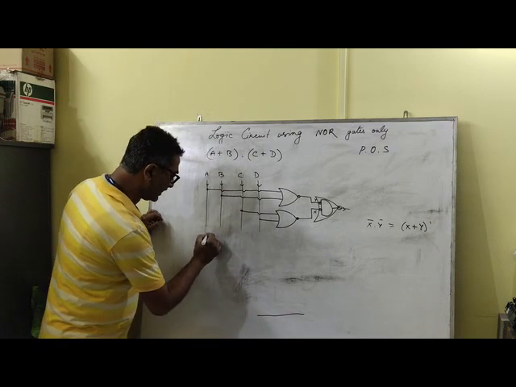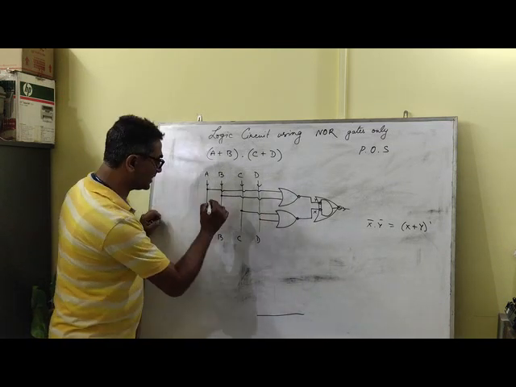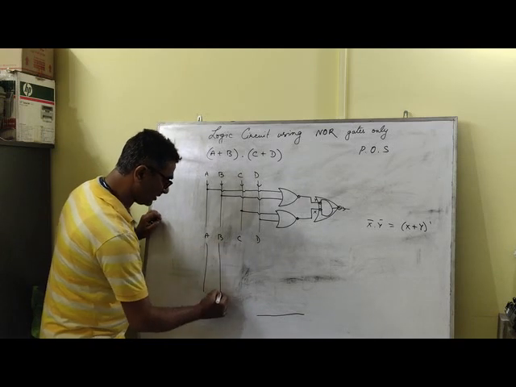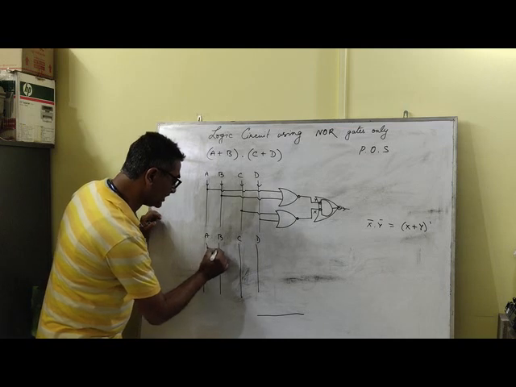I can show you once again the same thing, but this time without making the intermediate steps. A, B, C, D. So what I'm going to do is, let me draw the vertical lines first. Now A plus B, so we'll go for this.